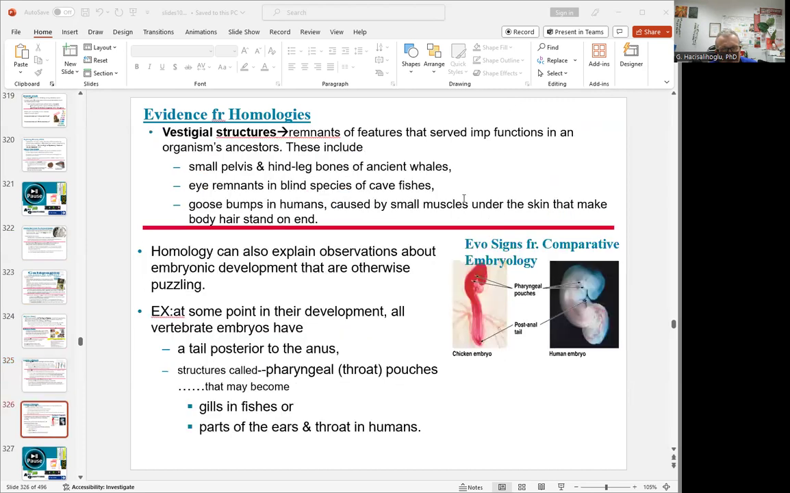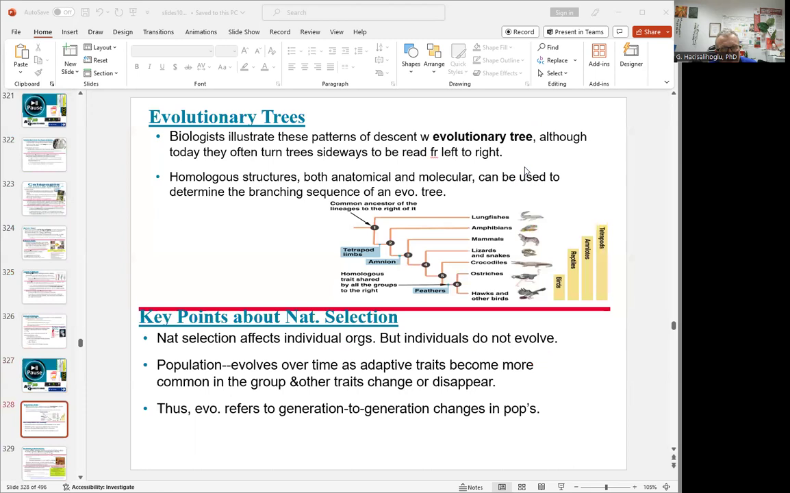Molecular biology is another evidence. Biogeography is another evidence. Fossils are another evidence. Homologies and direct observations are all evidence. And evolutionary trees are based on these homologous structures, like cladograms. You can see here phylogenetic trees.